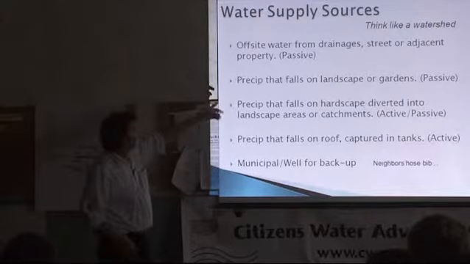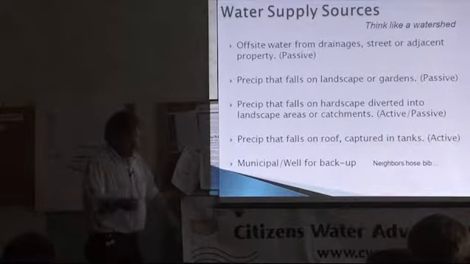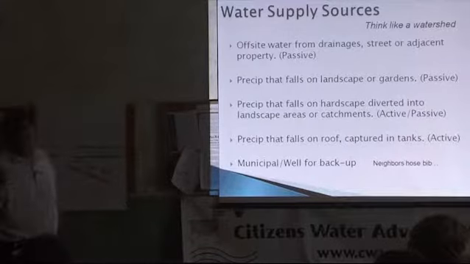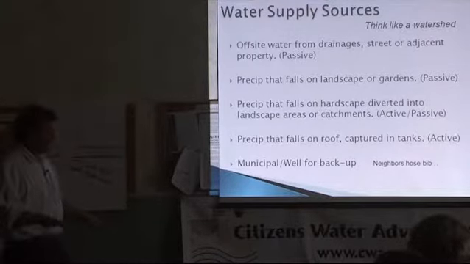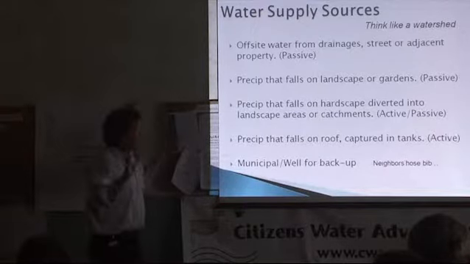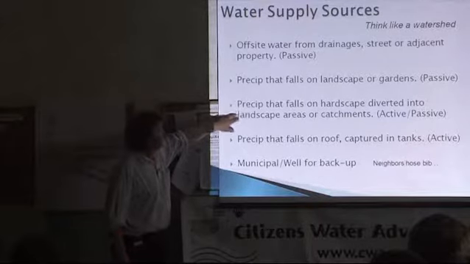Precipitate that falls on the landscape: count the number of inches that actually fall on your landscape in our 10 or 12 inch year. You can use that as part of the calculation. That water should not be escaping at all. It should be all soaked in. Precipitate that falls on hardscape is diverted into landscape.